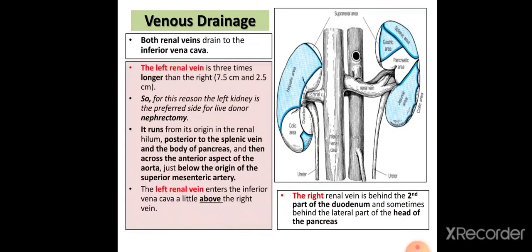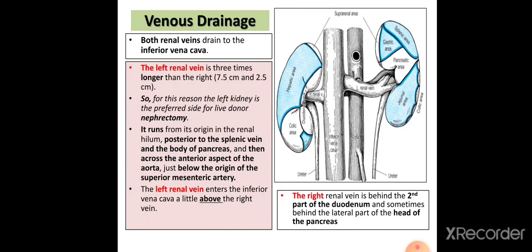So this is the renal vein. The left renal vein is 3 times longer than the right. So for this reason, the left kidney is the preferred site for live donor nephrectomy. It runs from its origin in the renal hilum posterior to the splenic vein and the body of pancreas, and then across the anterior aspect of the aorta just below the origin of the superior mesenteric artery.